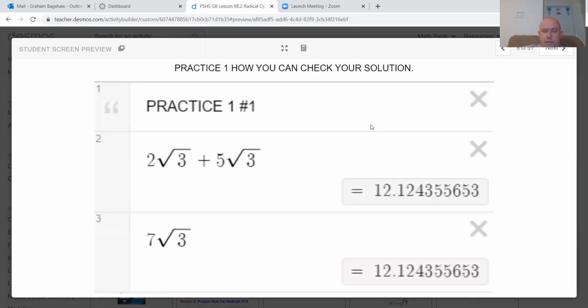Now, one thing you can do to check your answer: on that first question, you can type the question in and you can get a decimal answer. And then once you think you have the answer, you can also type that in and check to see if the decimals match up. Also a technique you can use if it's a multiple choice question as well.